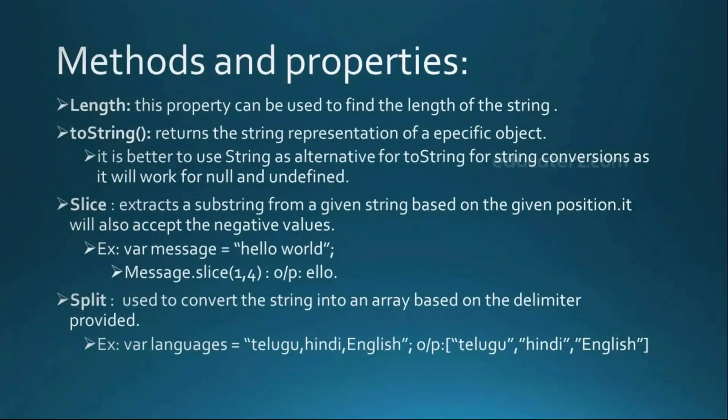Next is the slice method. It extracts a substring from a given string based on the given portion. It will also accept negative values. Here in this example, I declared a variable called message with the value hello world. I want to extract a slice of this message, from index 1 till index 4. So the output will be hello.